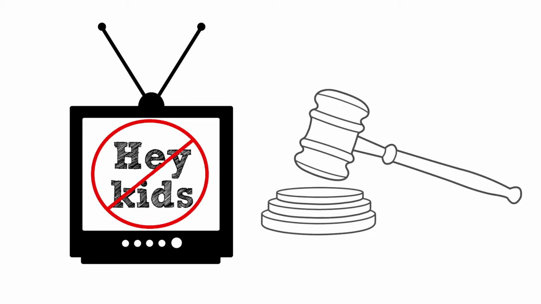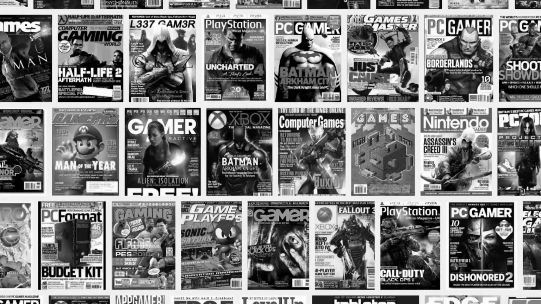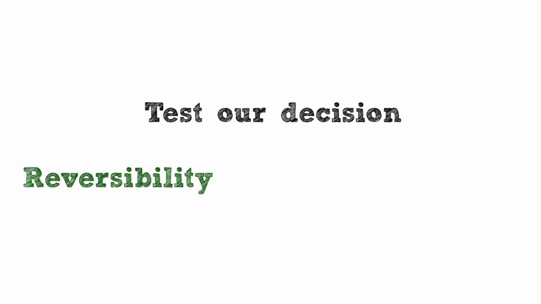We can use regulations to prevent video game makers from using TV commercials. Cigarettes can't be advertised on TV, so why should violent video games? Instead, they can advertise in gaming magazines and other places that are just for adults, or in other M-rated games. The next step in the ethics framework is to test our decision using 3 criteria: reversibility, publicity, and harm.